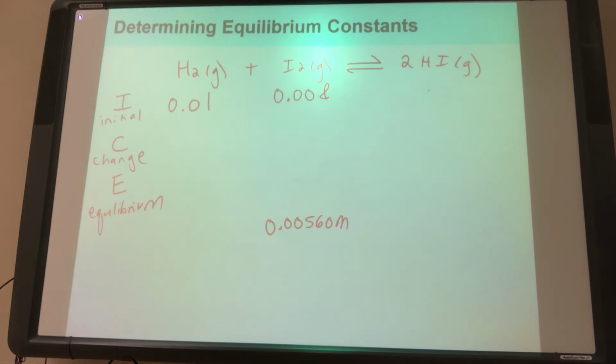Because when I start, I only have reactants. I don't have any product when I start. Okay? Because at the initial, I haven't started the reaction yet. All right, now let's do the change.